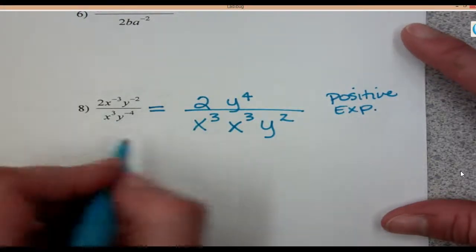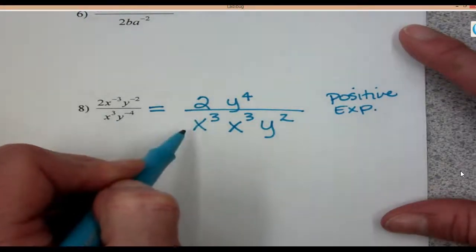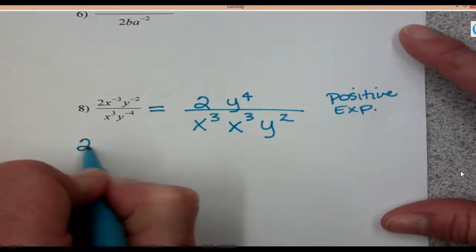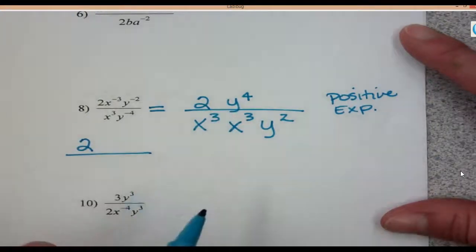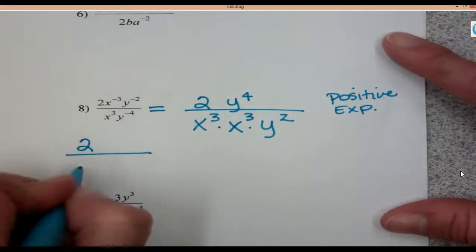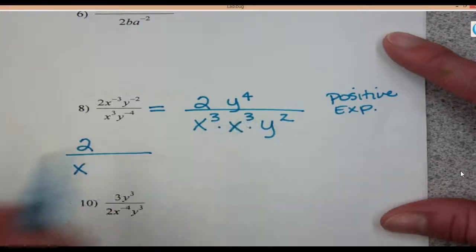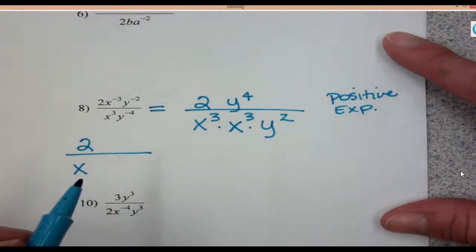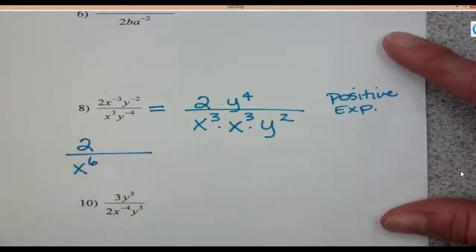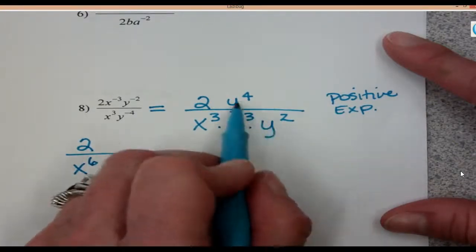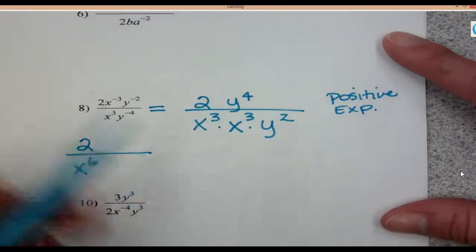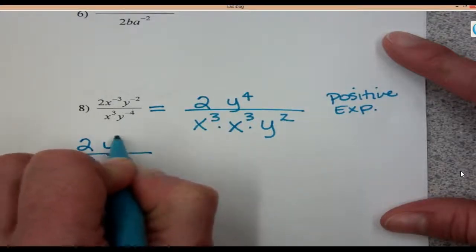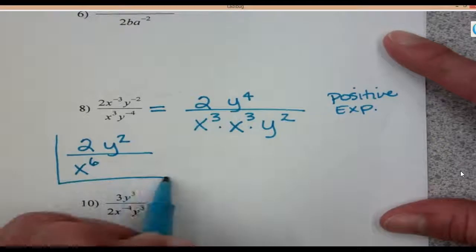All right? So I've got 2. I do not have a number down here, so the 2 is going to stay in the numerator. I don't have an x up here, but I've got 2 x's being multiplied by each other down here. So I'm going to have x. I'm going to add 3 plus 3 based on the product rule and get x to the 6th. And these y's, they're going to go to battle. Y to the 4th, y squared. I'm going to be left with y squared in the numerator. And there you have it.